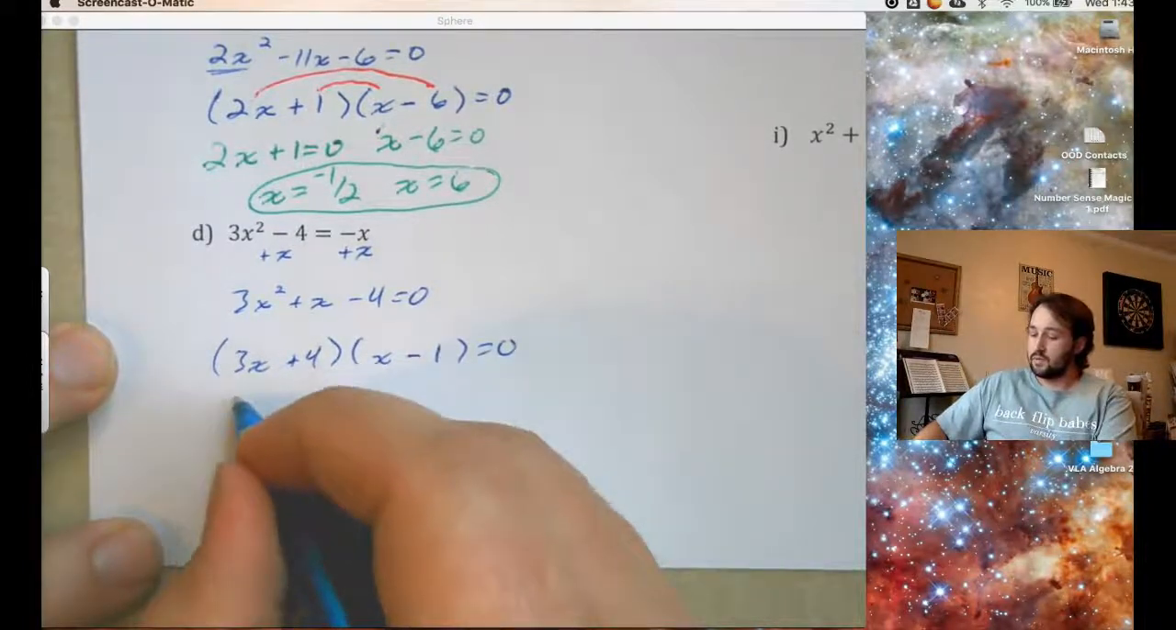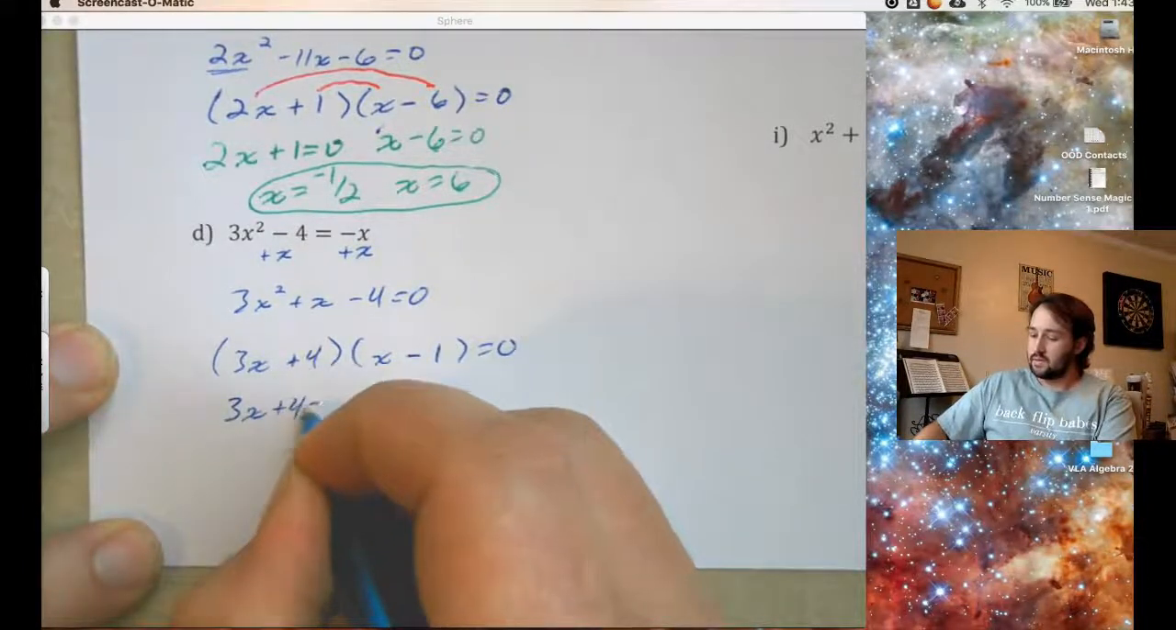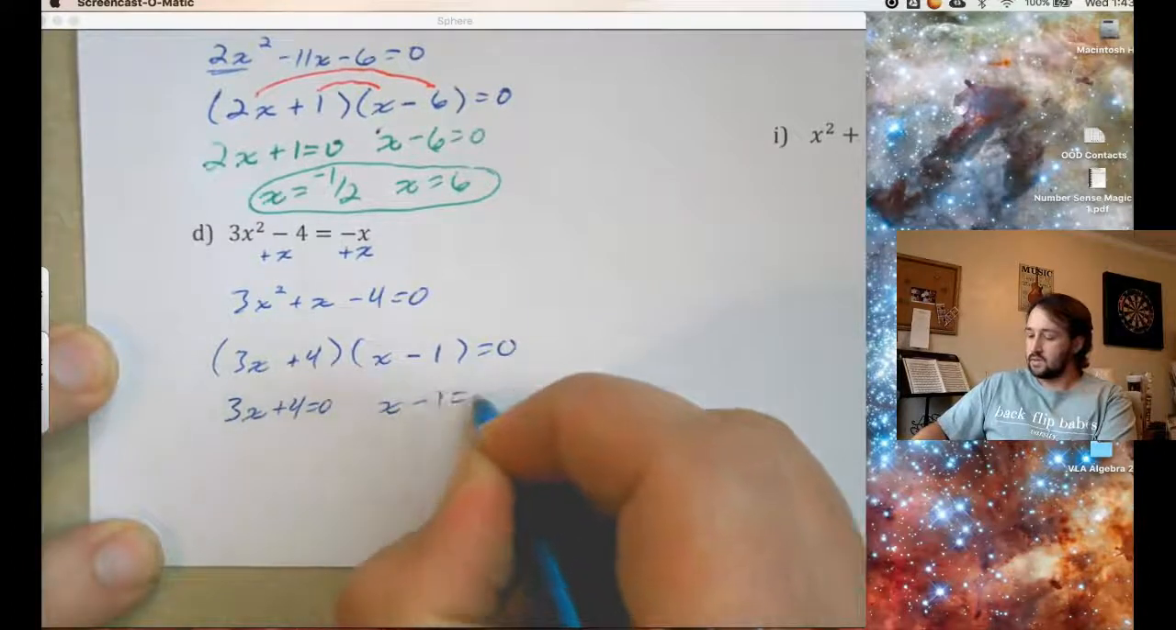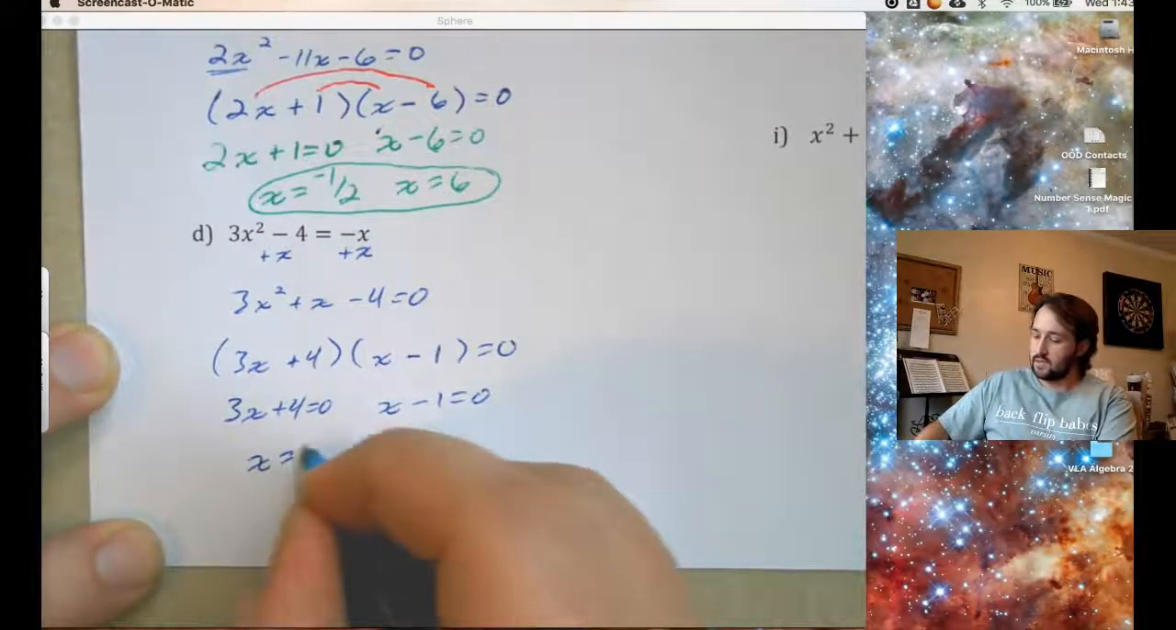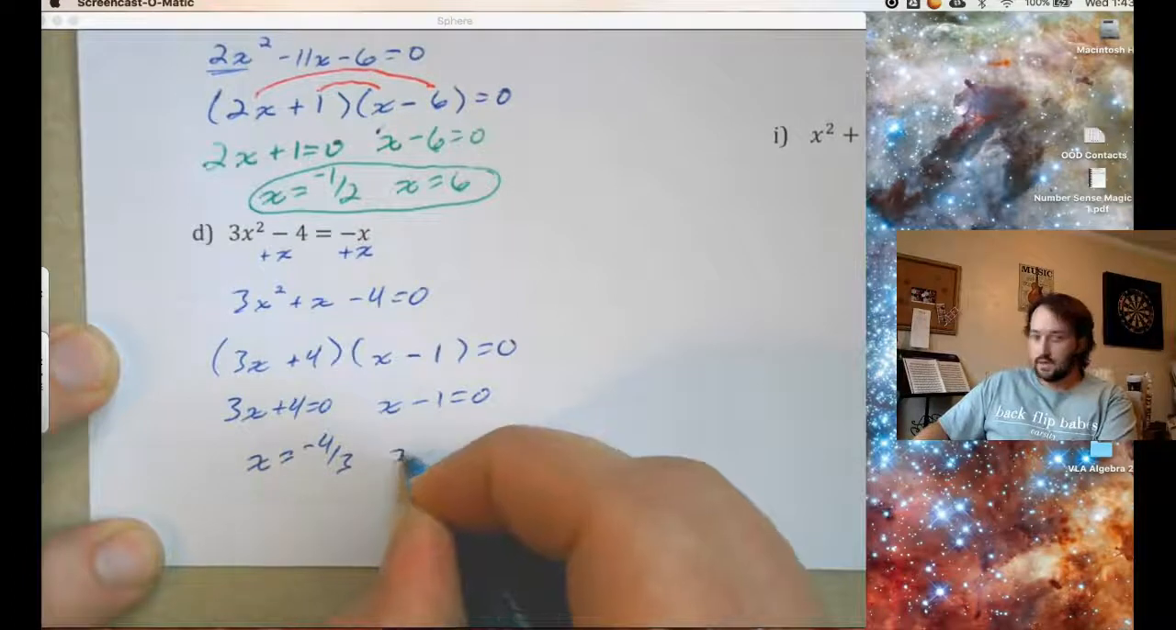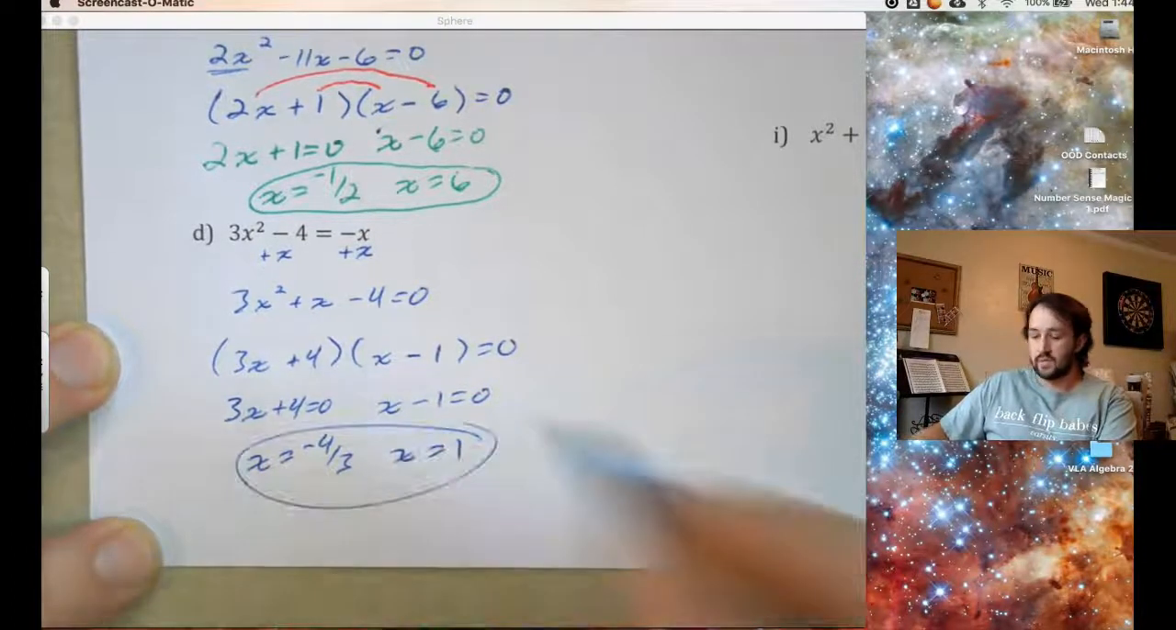So then I can take both of these, set them equal to 0, and solve. So x equals negative 4 over 3, and x equals 1. There's both of my solutions. All right, moving on.